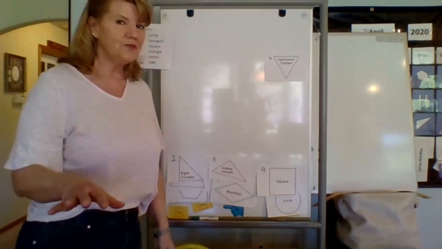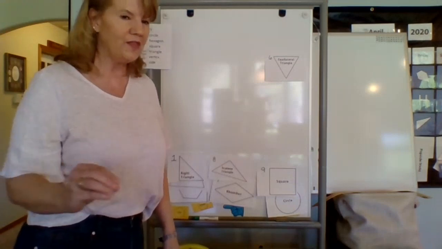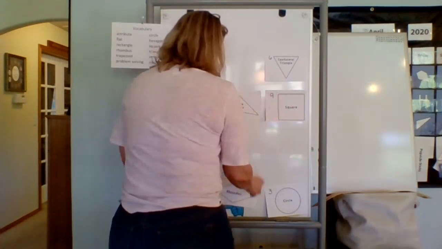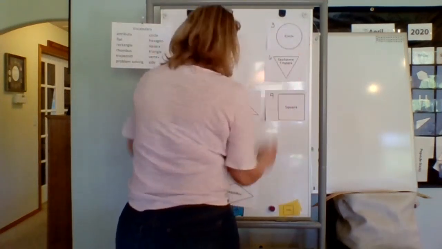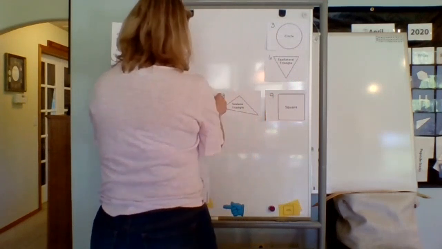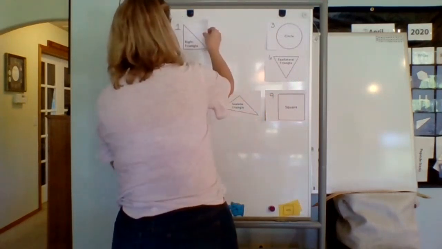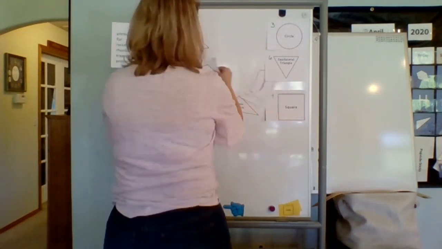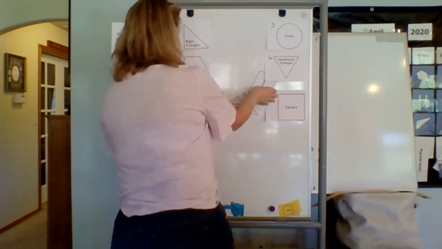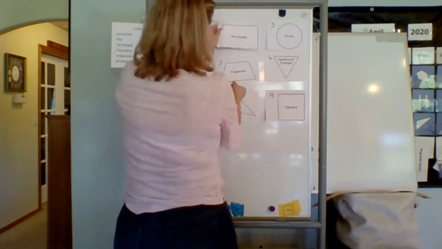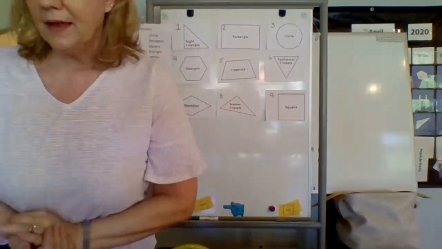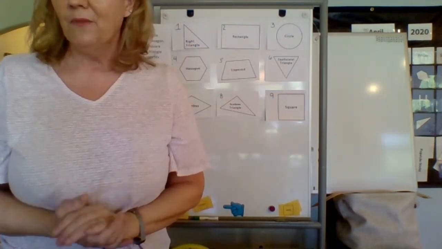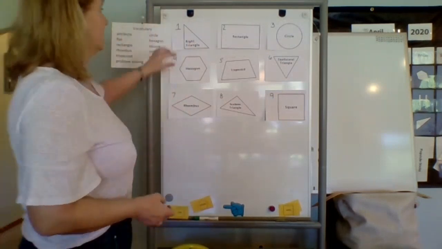Okay, you erase your board, rewrite your numbers 1 through 9, and I'll reset the board. We have one more clue, one more riddle. Okay, are you ready? Let's go. My first clue is, my shape has more than 3 sides.